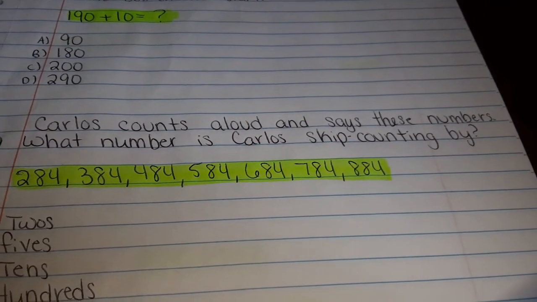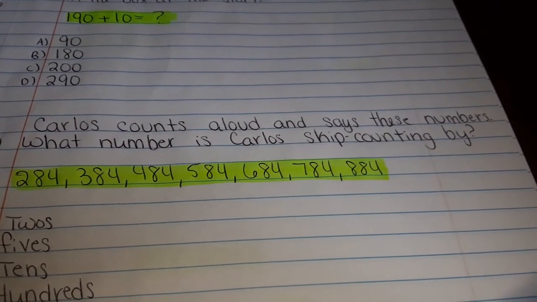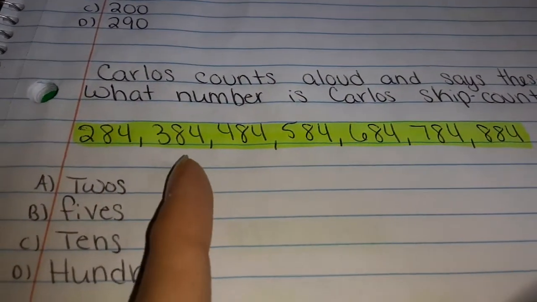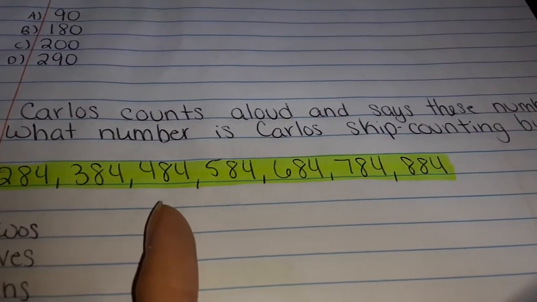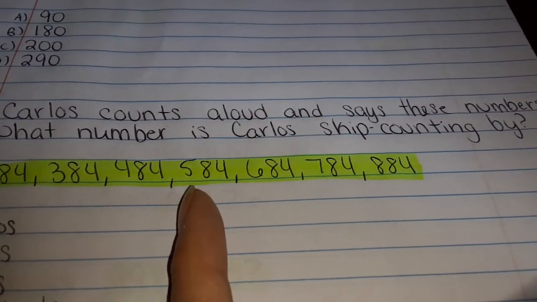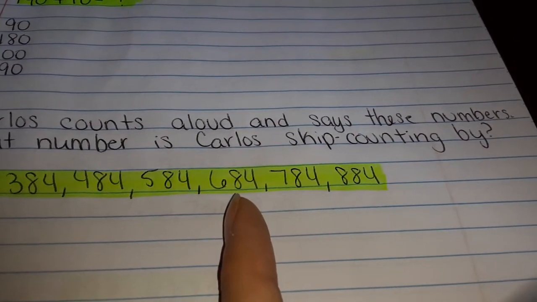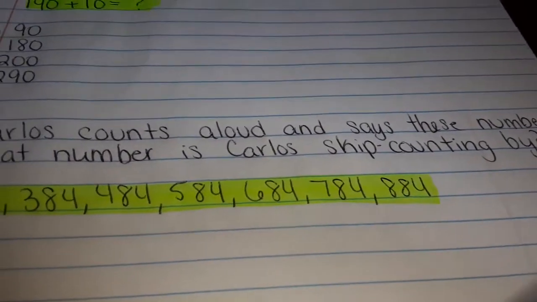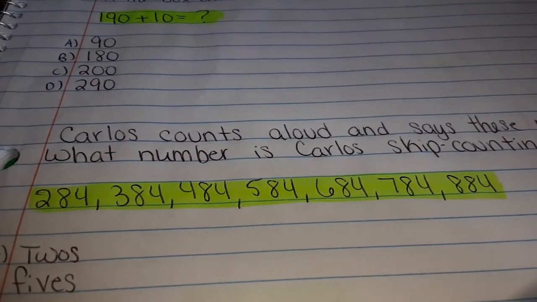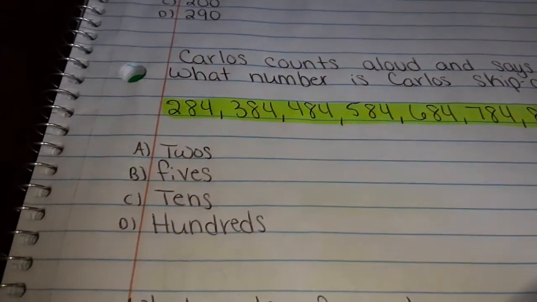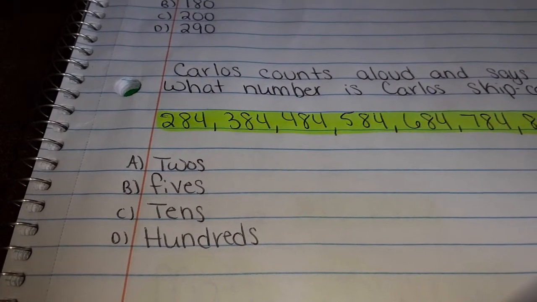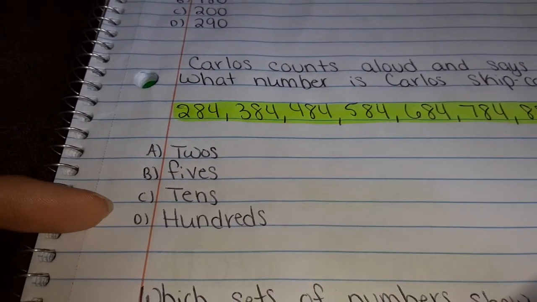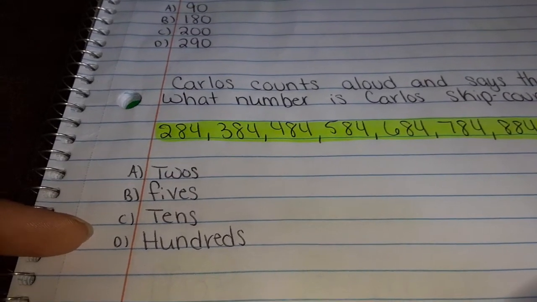Carlos counts aloud and says these numbers. What number is Carlos skip counting by? 284, 384, 484, 584, 684, 784, 884. Which number changes every single time? Is Carlos counting by 2s, 5s, 10s, or is Carlos counting by hundreds?